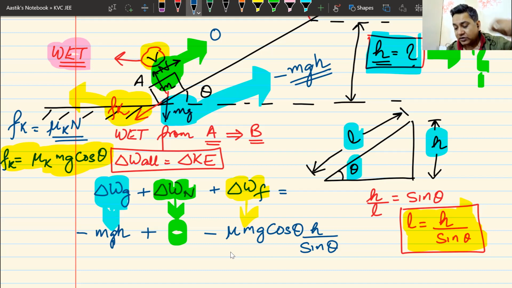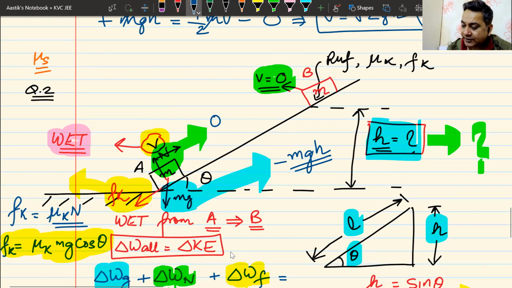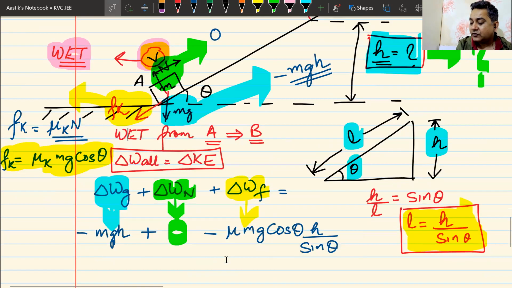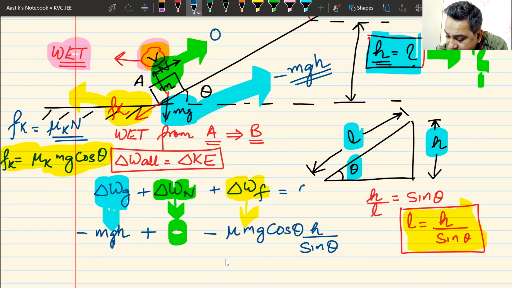That must be equal to change in kinetic energy. Now, change always means final minus initial. Look at the final. Final velocity is 0, so final kinetic energy is 0. Initial velocity is v, so initial kinetic energy is half mv squared. So I just write here, this must be equal to 0 final minus half mv squared.